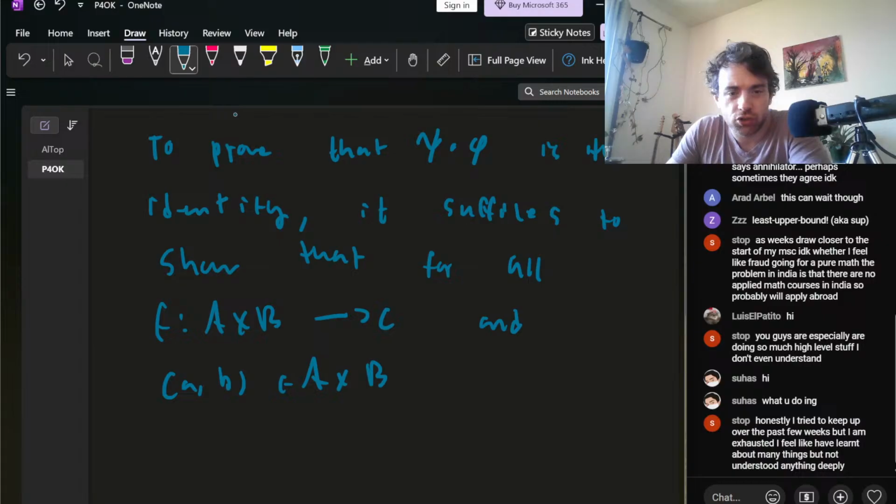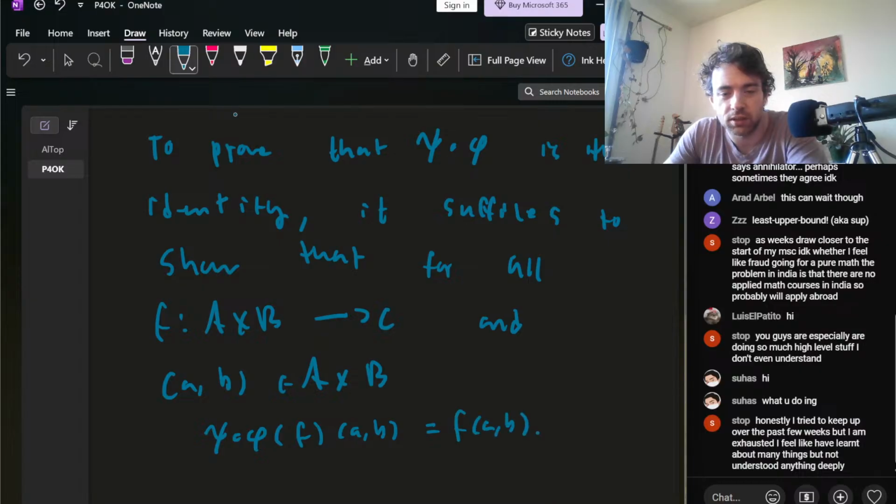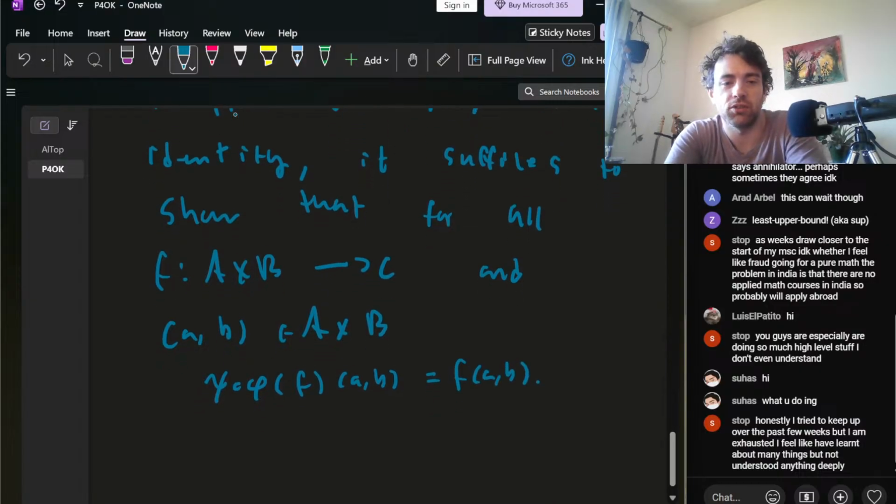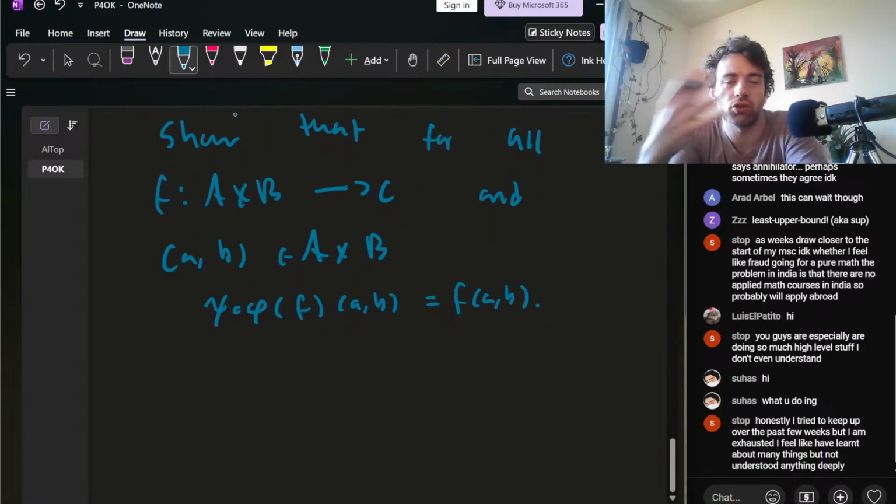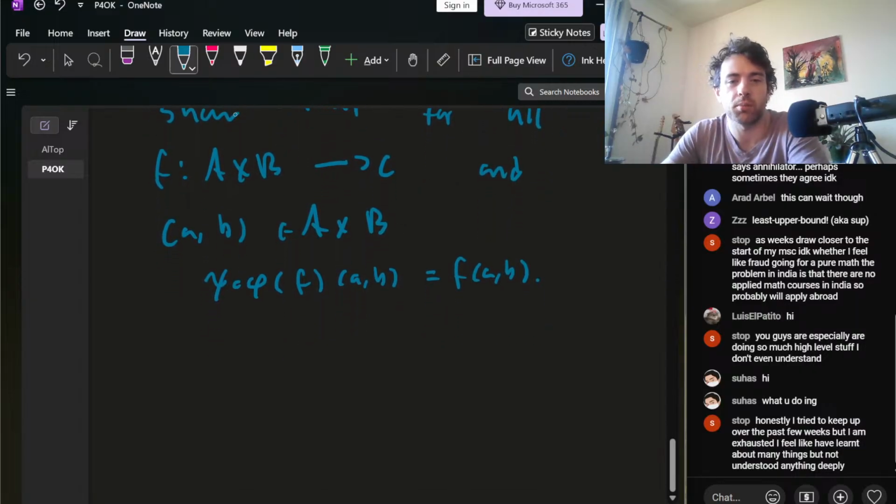So it suffices to show that psi composed with phi of f as a function evaluated at (A, B) is simply equal to f(A, B), right? That's what it means. That would show to us that the function we get out from this composition is the same as the original function. So we simply need to do this computation, right?